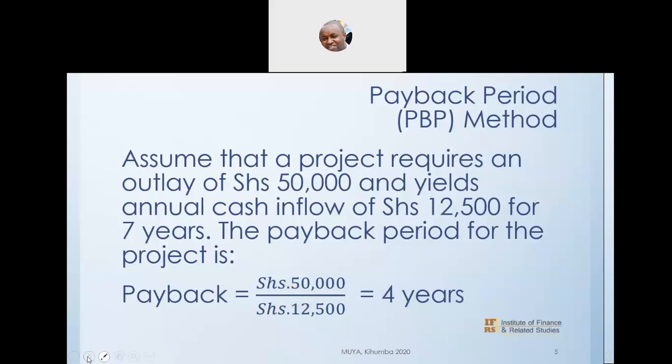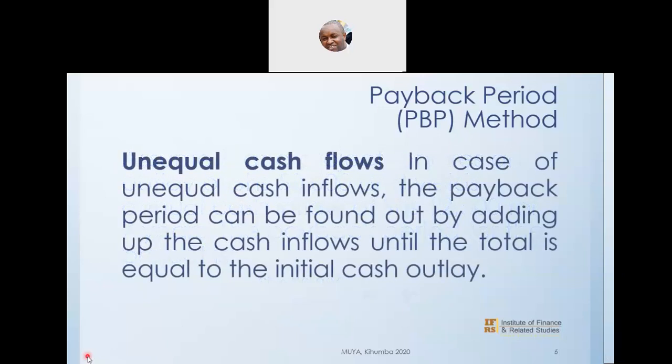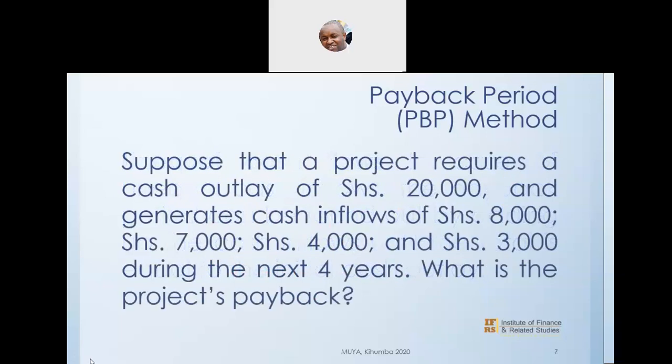But in often cases, we've got unequal cash flows. Unequal in the sense that every year we've got different amount of cash flows. And how we get our payback period is simply to add up our cash flows until the period the total of the initial cash outlay is equal to the total cash flows. Let's take an illustration.